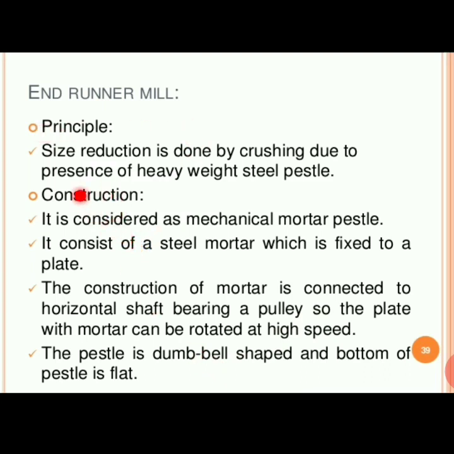Here size reduction is done by crushing due to a heavy weight pestle which is made of stainless steel. Here shearing force is also involved during movement of mortar and pestle. Shearing stress or shearing force means deformation of material by stress.